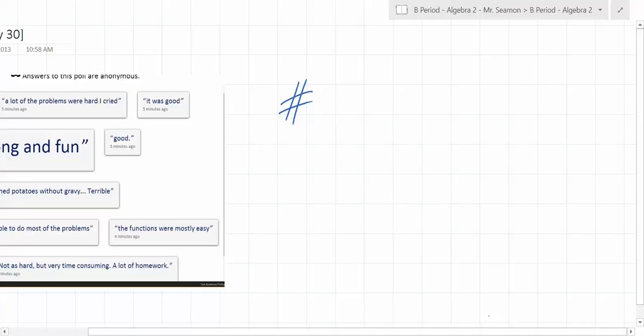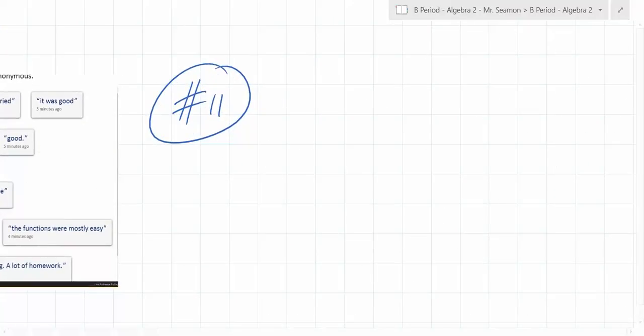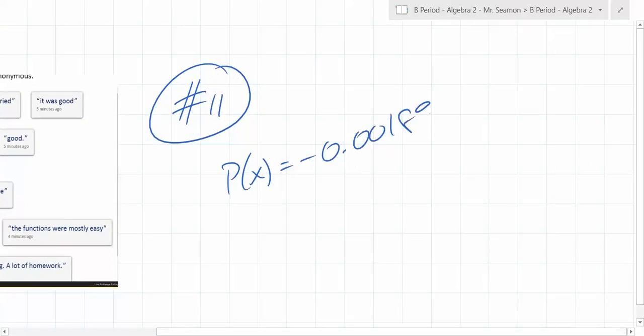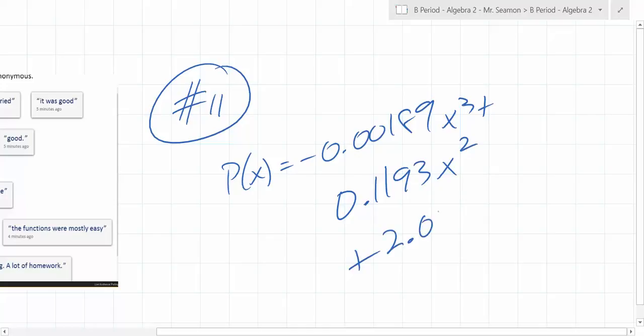Okay, so it gave you a big polynomial, right? It said p of x is equal to negative 0.00189 x cubed plus. What's your first thought when you see numbers like this? Calculator. You better use a calculator, because is this something you're ever going to want to do by hand? Absolutely not, right? So there's your function.